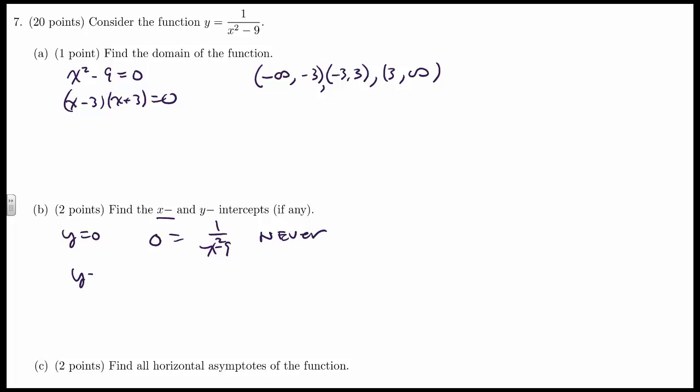The y-intercept happens when x is equal to 0. Of course, that's going to happen at negative 1/9.